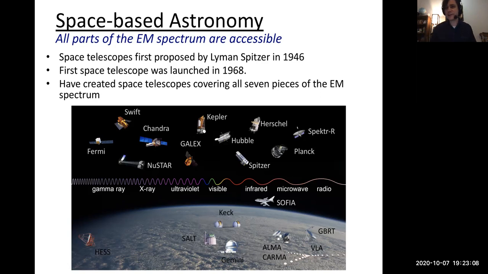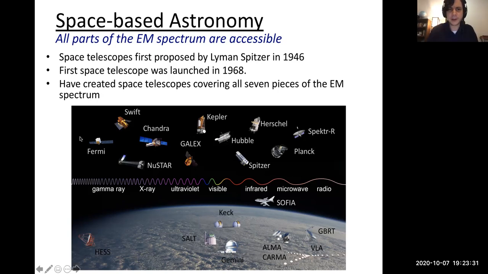So now, 50 years later, we've only had 50 years of doing space-based astronomy. We are really just getting started on this. Since then, we have created space telescopes that can observe the entire electromagnetic spectrum. Not every possible wavelength, but at least some wavelengths within every part of the electromagnetic spectrum.